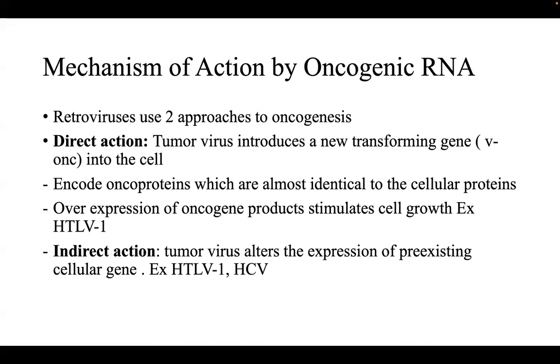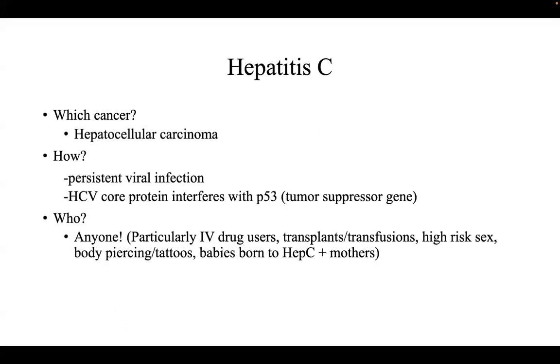Then for indirect action, the tumor virus will alter the expression of a pre-existing cellular gene. So if, for example, the cellular gene was one encoding a tumor suppressor gene, and this particular tumor virus alters its expression, meaning it's going to inhibit the processes that are essential for a tumor suppressor gene, and hence the neoplastic process again begins.